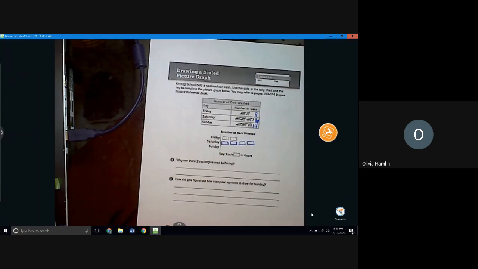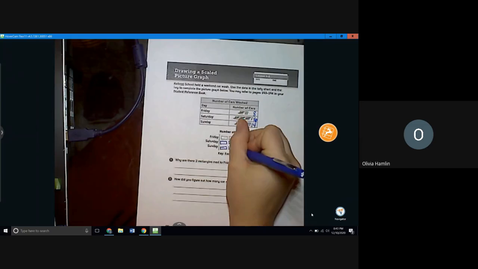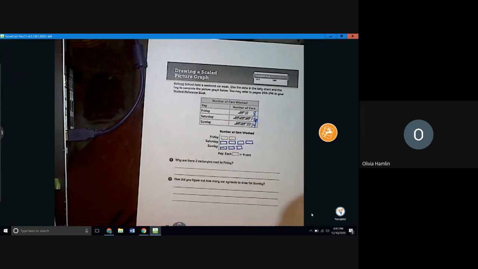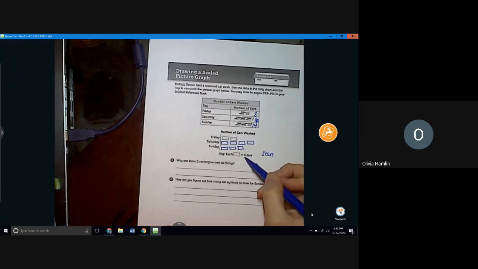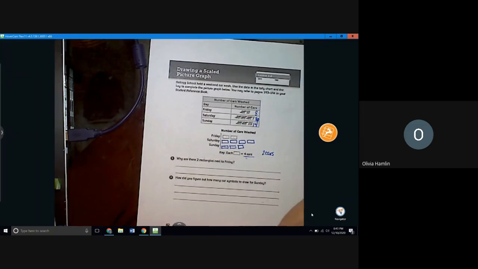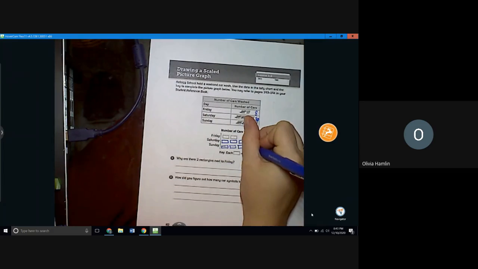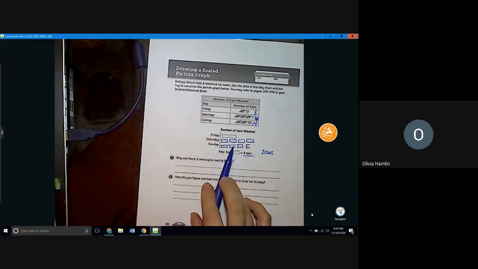All right. On Sunday, we only had 14 cars washed. So I know 4, 8, 12, okay? I have 2 cars left over. 2 cars is half of 4 cars. So instead of drawing a whole rectangle, you're going to draw half of a rectangle. So kind of like a little bracket. And that will represent your 2 cars. So 4, 8, 12, 14 cars.